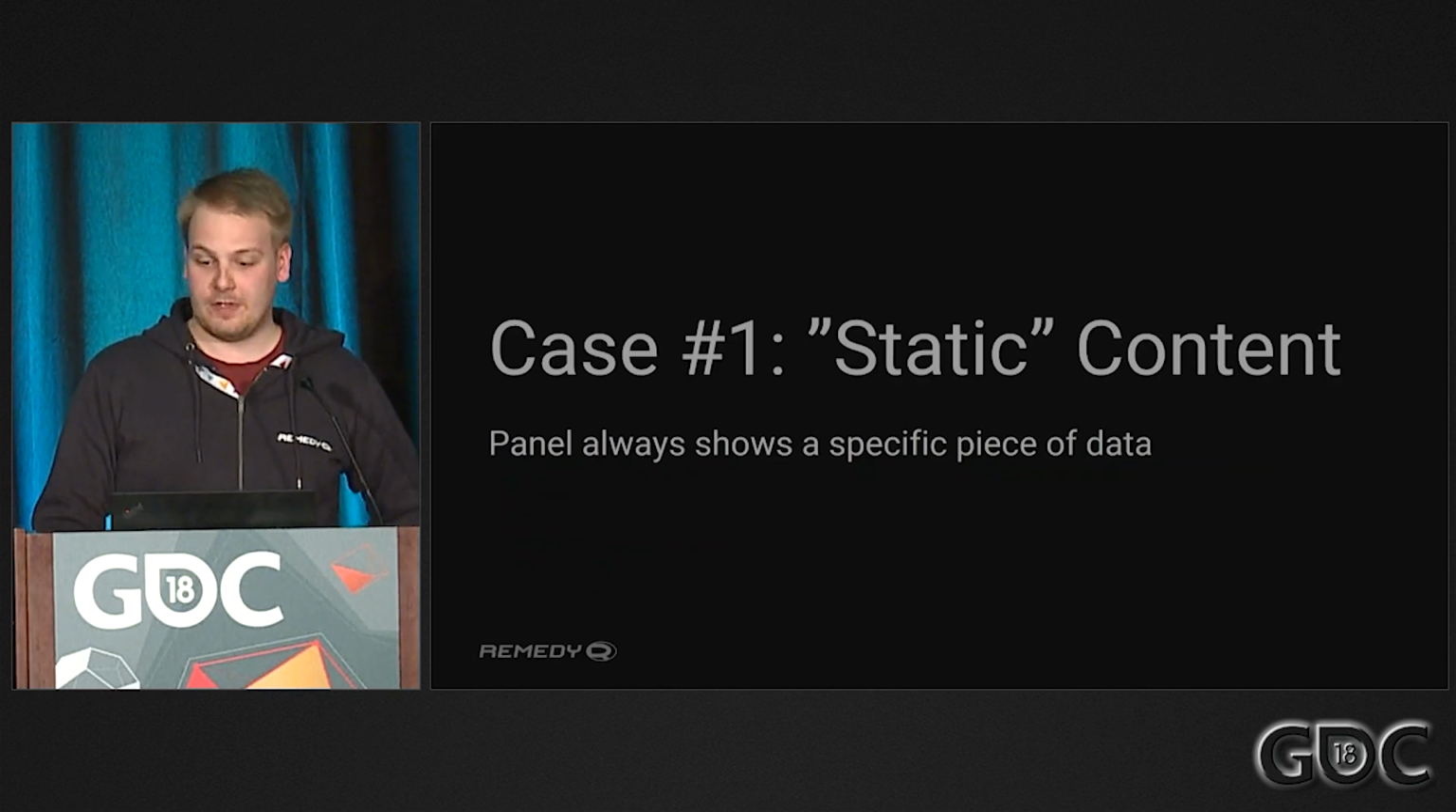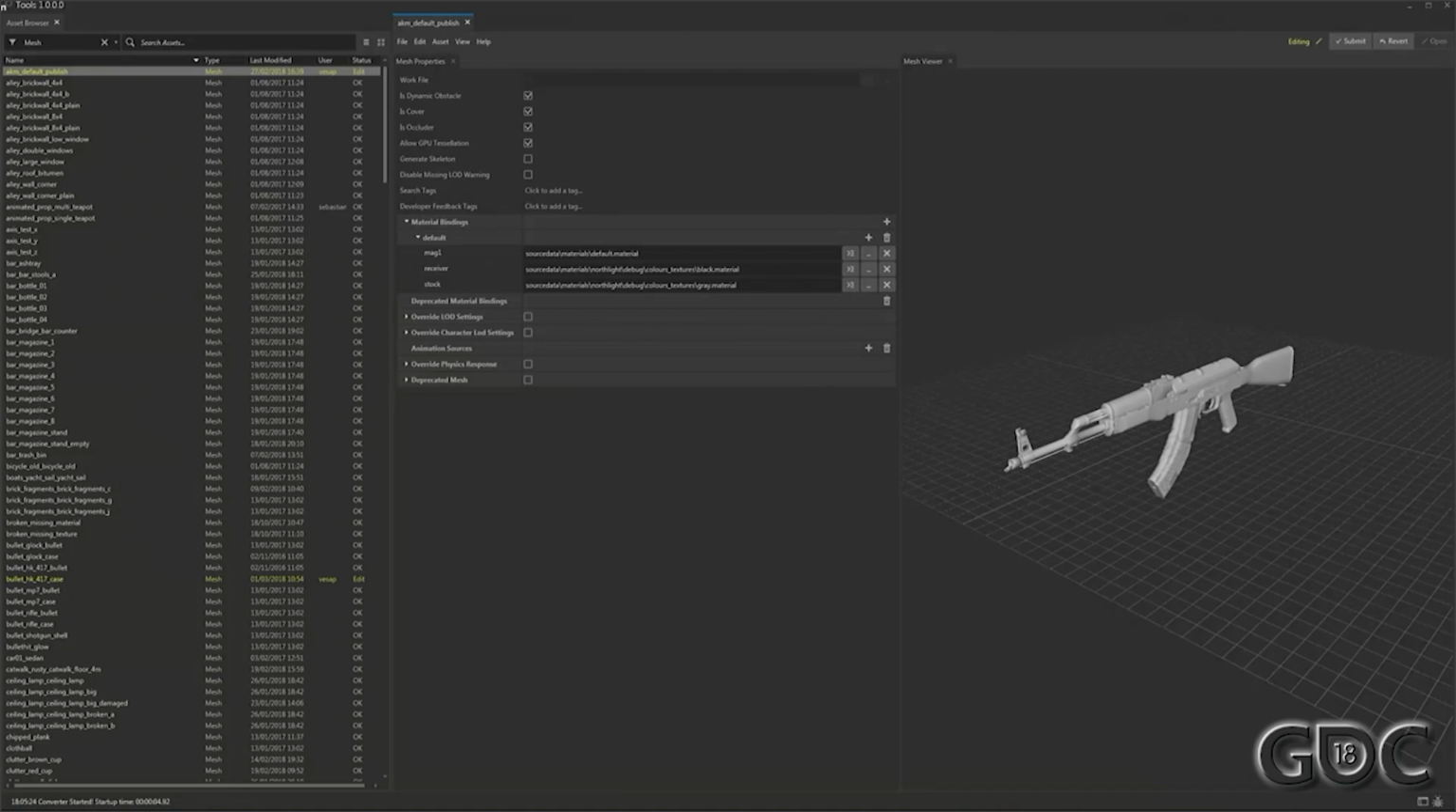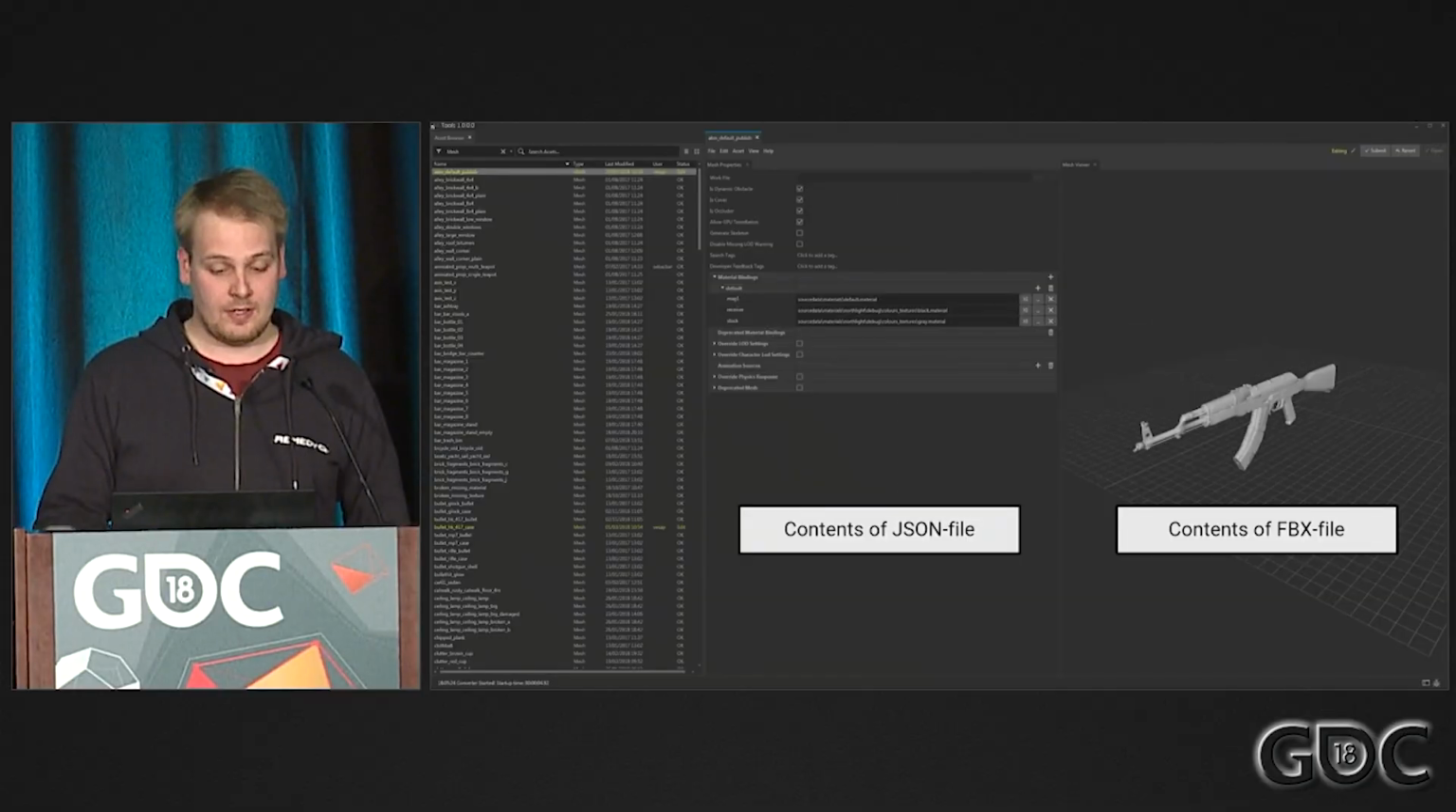The simpler one is to configure the panel to always show the same piece of data in the same panel. For example, in the case of meshes, both the mesh properties and mesh viewer are configured to always show the same data of the same asset. Properties panel always shows the full contents of a metadata file, while the viewer panel shows the mesh itself. The FBX is read-only, while the metadata is editable.